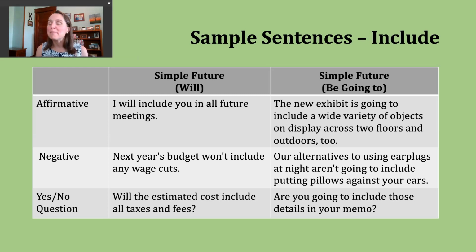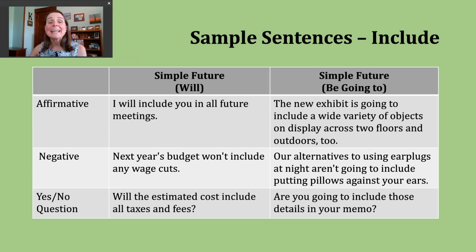The nice thing about making sentences in the simple future is that our structure stays the same no matter what our subject is. So in the affirmative, we always start with a subject, we use will, and then the base verb. An example of this might be, I will include you in all future meetings. Maybe one coworker is saying this to another, and they're saying this as a promise, right? They might be saying it after this person was left out, right? So kind of like, I promise, going forward into the future, I will include you.